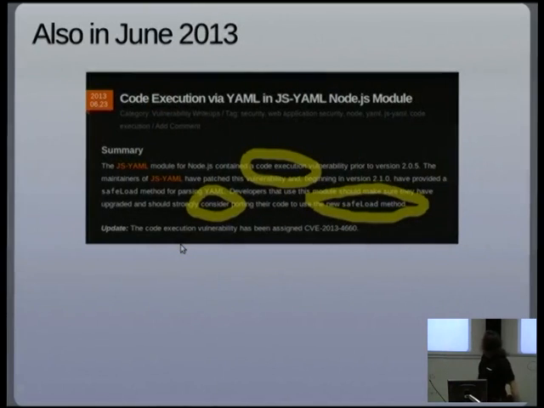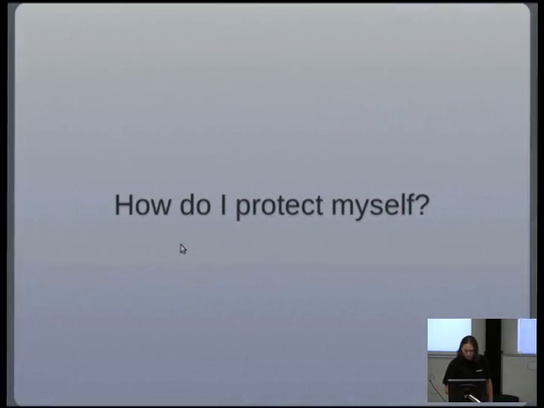Node.js. This one I kind of like because of the remote code execution vulnerability, and down at the bottom line, strongly consider porting their code to use the new safe load method. So there actually wasn't any protection from this until they noticed that this might possibly be a problem. There was no safe load method beforehand.